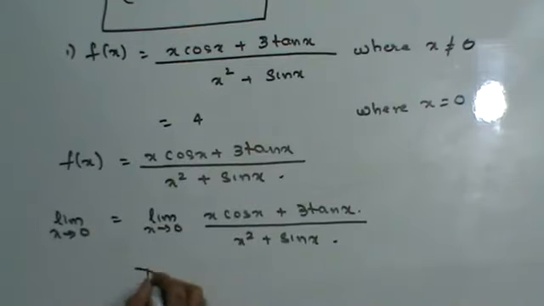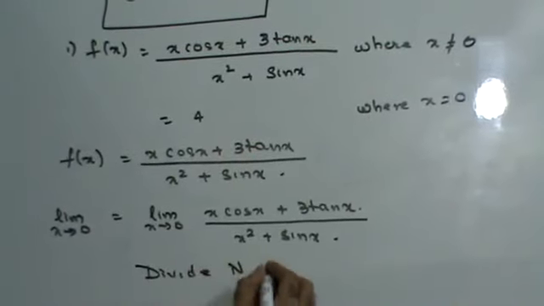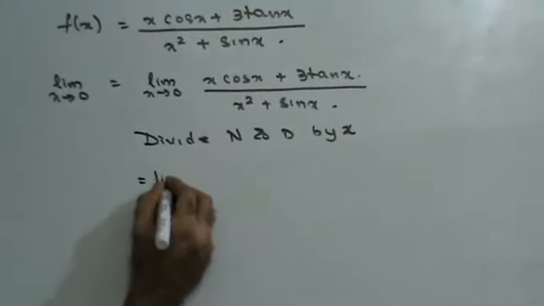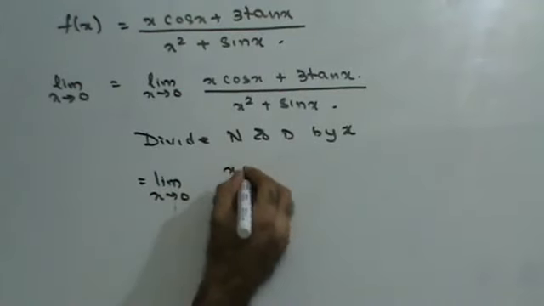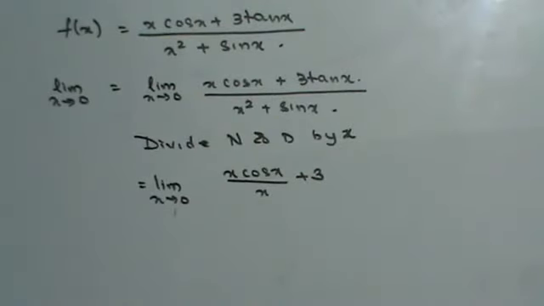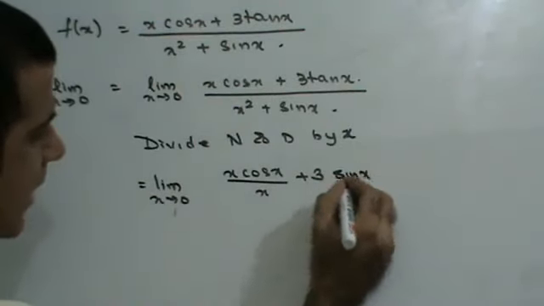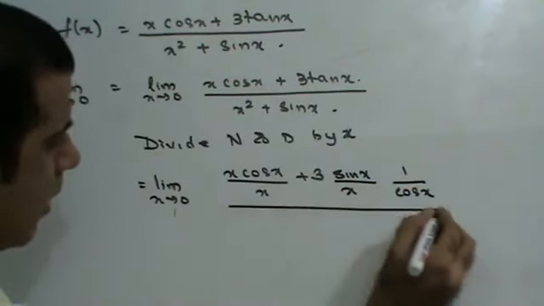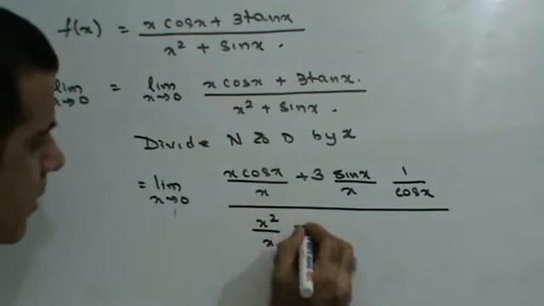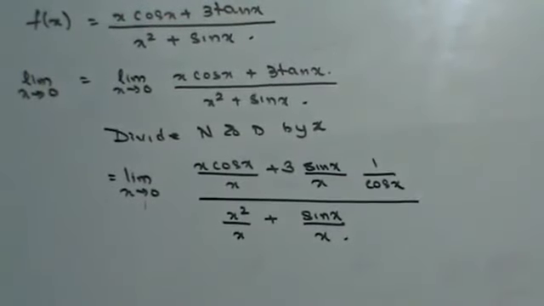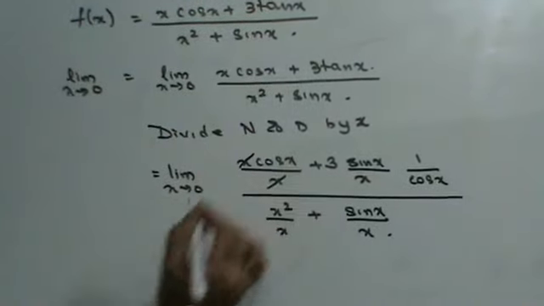Now divide numerator and denominator by x. If I divide numerator and denominator by x, I will get limit of x tends to 0, x cos x upon x plus 3 tan x, and tan x can be written as sin x upon cos x, upon x, x square upon x plus sin x upon x. The right hand side I have divided the numerator and denominator by x, right? X and x gets cancelled.